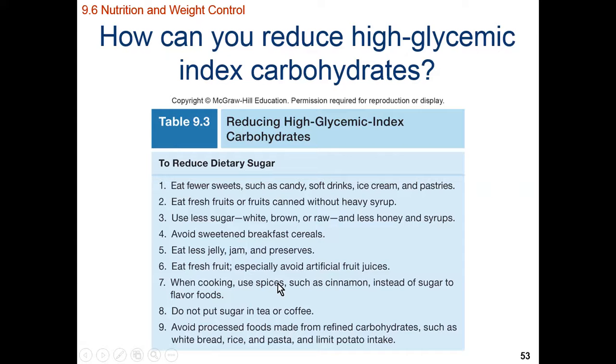Focus on spices during cooking as opposed to sugars to flavor food. Don't put sugar in your tea and coffee. Coffee all by itself, with no cream, no sugar, is about 2 or 3 calories per 8-ounce cup of coffee. It's effectively a no-calorie beverage. The same also applies to tea. If there's no cream or sugar added, or no extra flavorings added, generally speaking, tea and coffee is going to be effectively 0 calories. And then finally, avoid highly processed foods or rice, pastas, and potatoes.